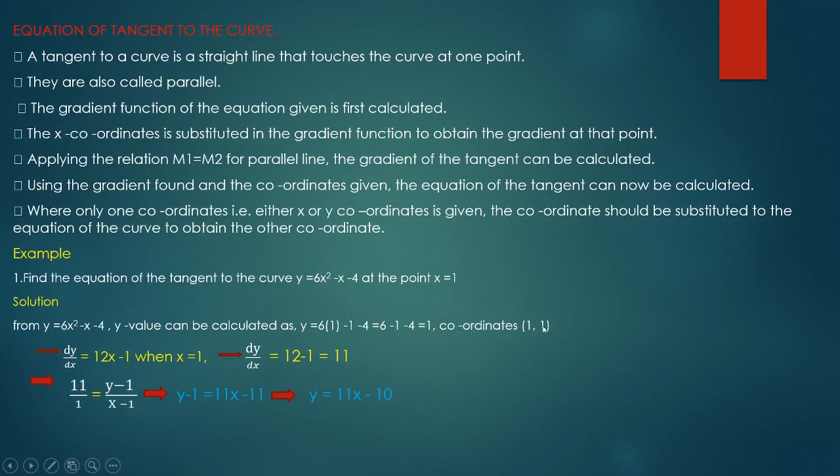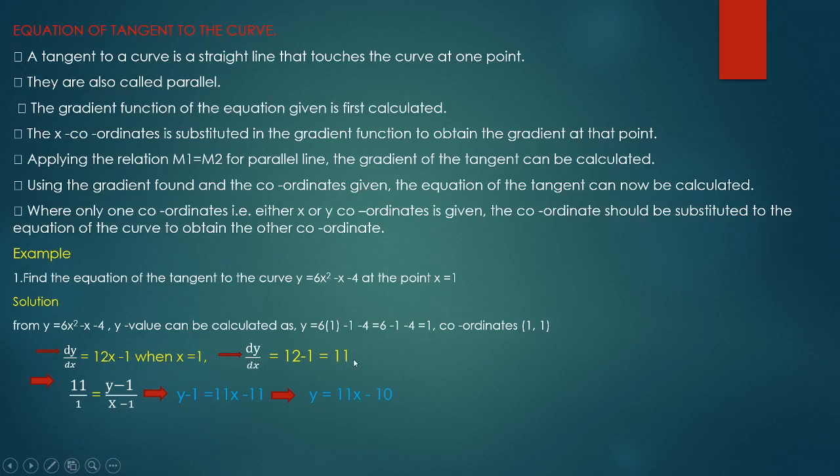So that is our coordinate, and this is what we shall use at that point to find the equation of the tangent. Now we need to find the dy/dx of this, because this is a curve, and the gradient of the curve at that given point equals the gradient of the tangent. So we shall have dy/dx as 12x minus 1, and now when x is 1, we shall have our gradient as 1 times 12 is 12, minus 1 is 11.